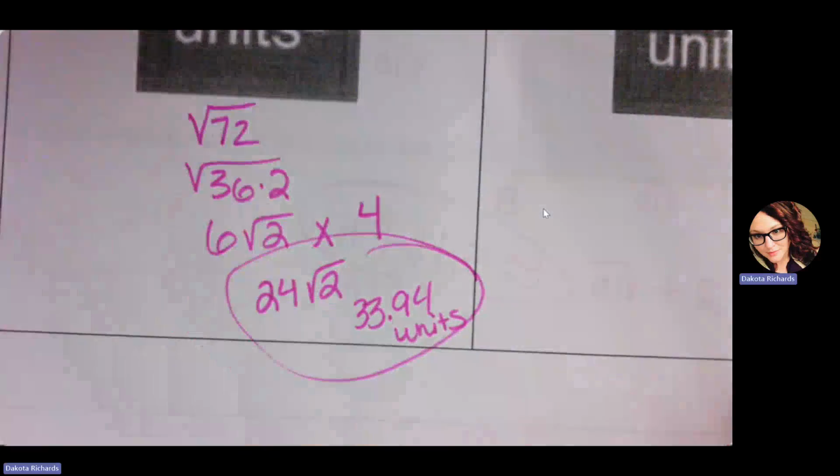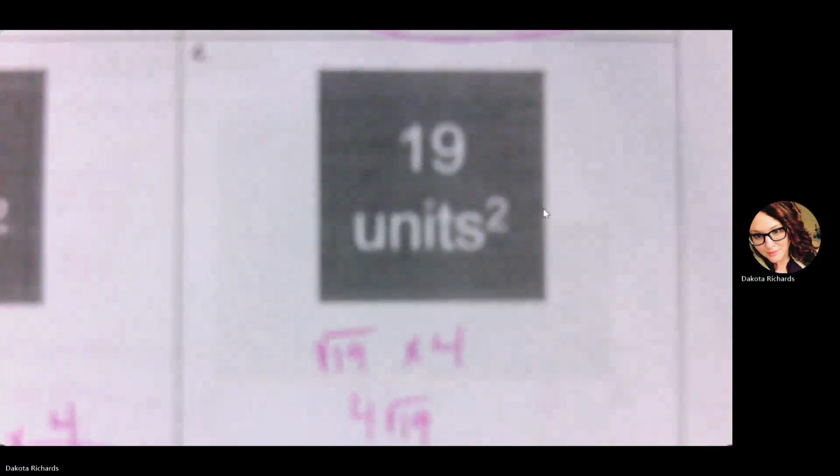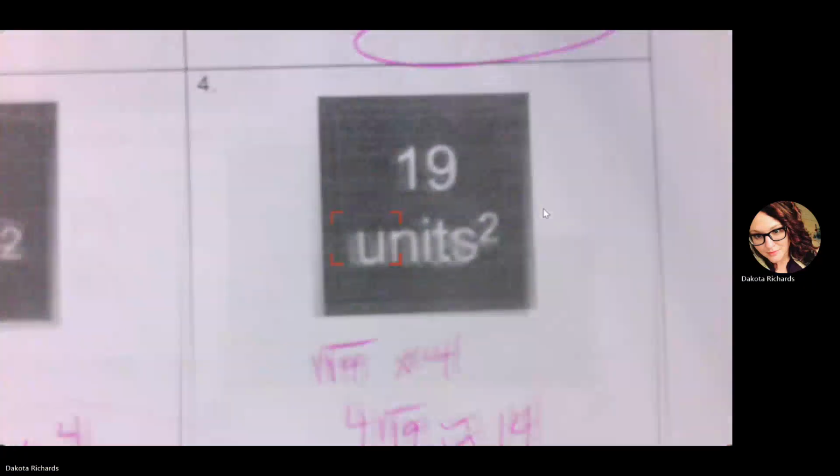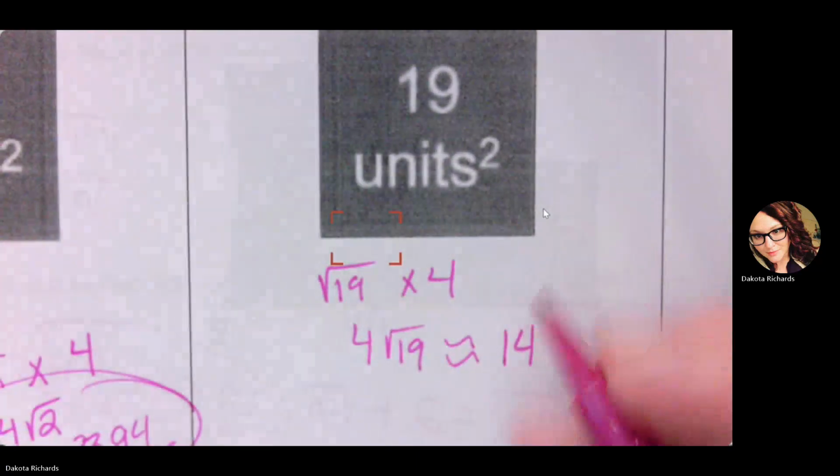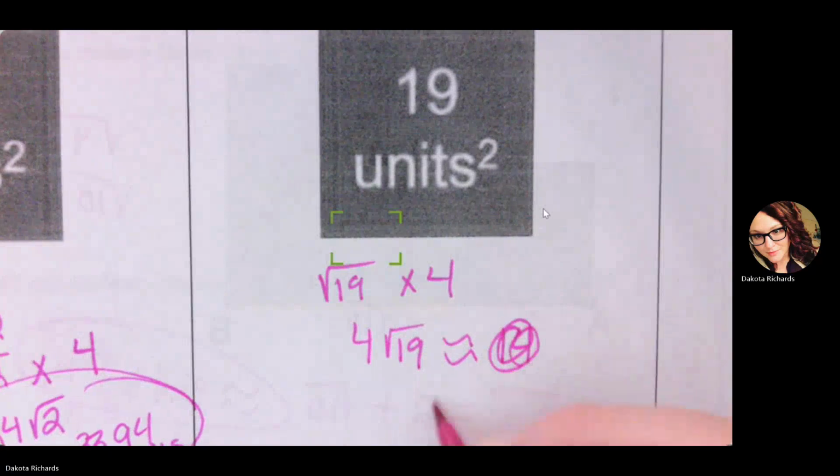Number 4, you have to take the square root of 19, which does not reduce. So we take the square root of 19 times 4. So again, that's just 4 square root 19. And then as a decimal, you get 17.44 units.